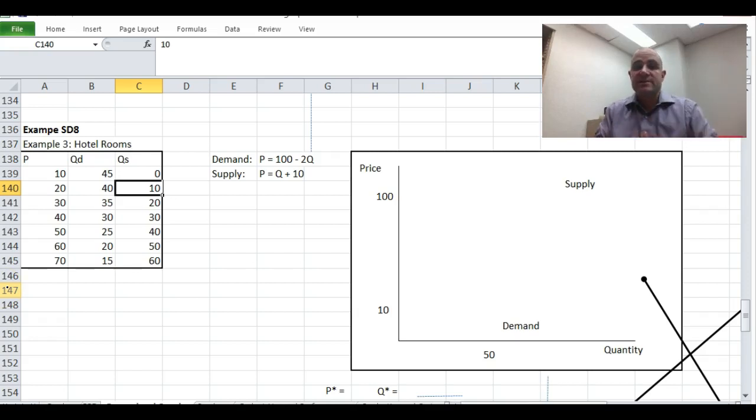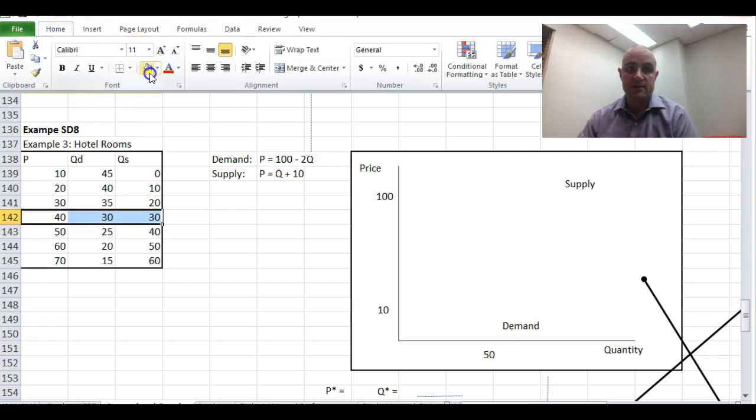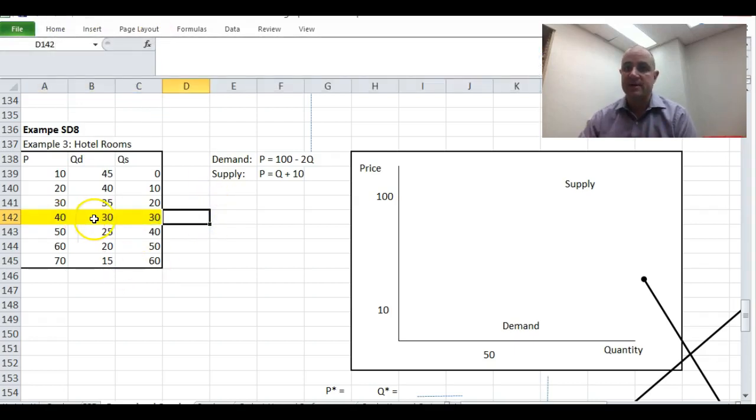If you're given this information, you can also find that equilibrium, because again, it's the price where the quantity supplied equals the quantity demanded. So if you look here, 45 or 0, no, no, no, yes. When the price is 40, there are 30 units demanded and 30 units supplied. So here the equilibrium price is 40 and the quantity is 30. Now, these values came from these equations: for demand, price equals 100 minus 2Q, and for supply, price equals Q plus 10.